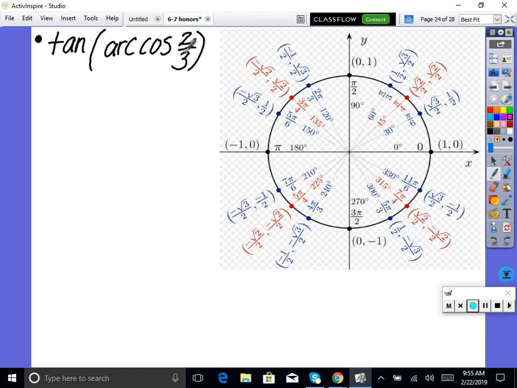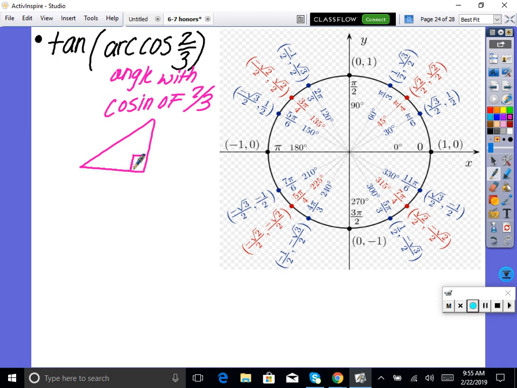Now notice this is not an exact x value on our unit circle. Do you see that anywhere on the unit circle? No. So instead what you're going to do is draw, because this is not unit circle trig, this must be right triangle trig, which makes sense. If we have a fraction, wouldn't it make sense that this is saying you have an angle with cosine of 2/3? So let's go ahead and draw a right triangle.